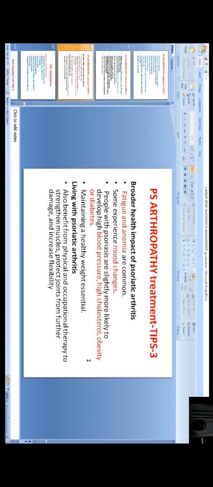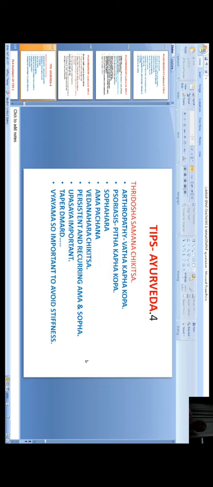Then some more treatment, broader health impact in psoriasis. Fatigue and anemia are common. Mood changes are common. Blood pressure, high cholesterol. We have to keep a watch on these. Living with psoriasis, that is a very big topic. Living with psoriatic arthritis, you can see this in a lot of websites.